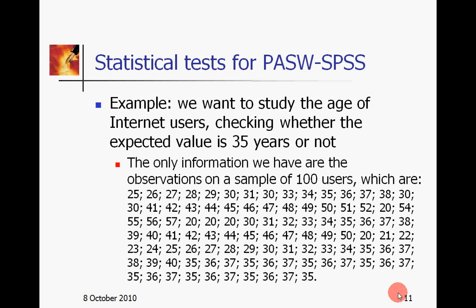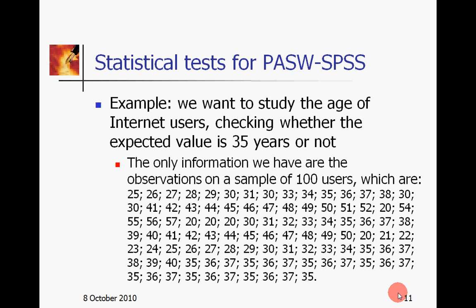We suppose we want to study the age of internet users. Well, it's clearly impossible to get all internet users, so we take a sample of 100 people. We have our hypothesis, which is the typical H0 hypothesis, or null hypothesis, which says that the expected value of the distribution of the age is 35. For those who have no experience in statistics, expected value, imagine, is the average. So the average is 35 years.